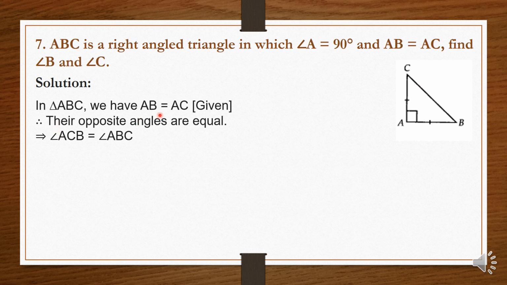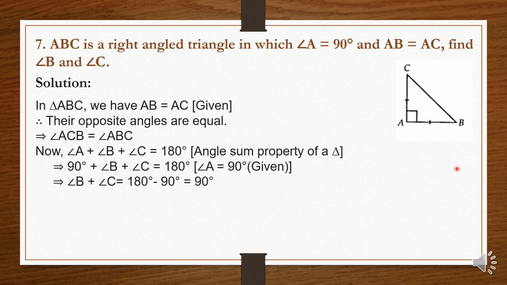So in the triangle we have AB equal to AC, and by theorem we know their opposite angles are equal. So if AB equals AC, their opposite angles, that is angle B or ABC, is equal to angle C, that is ACB. So angle ABC is equal to angle ACB by theorem. Now if we take the sum of all the three angles of the triangle using the angle sum property, then angle A plus angle B plus angle C will be equal to 180.